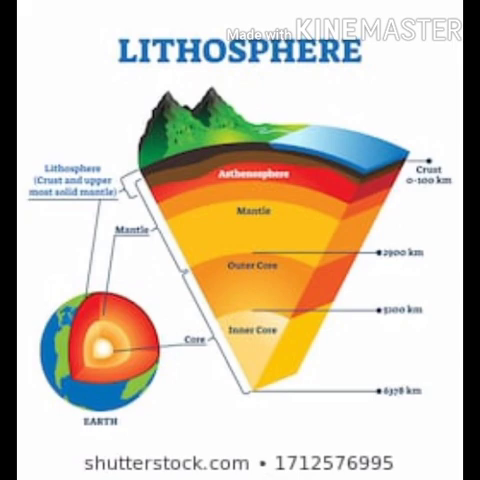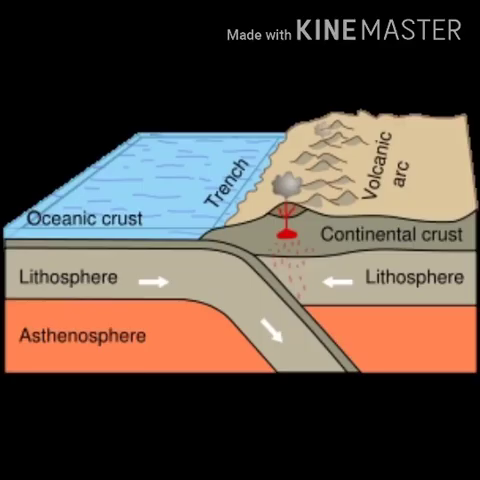Now we are going to learn chapter 3, Our Changing Earth. What is crust? The uppermost layer over the Earth's surface is called crust. What is lithosphere? Lithosphere is the solid crust of the hard top layer.